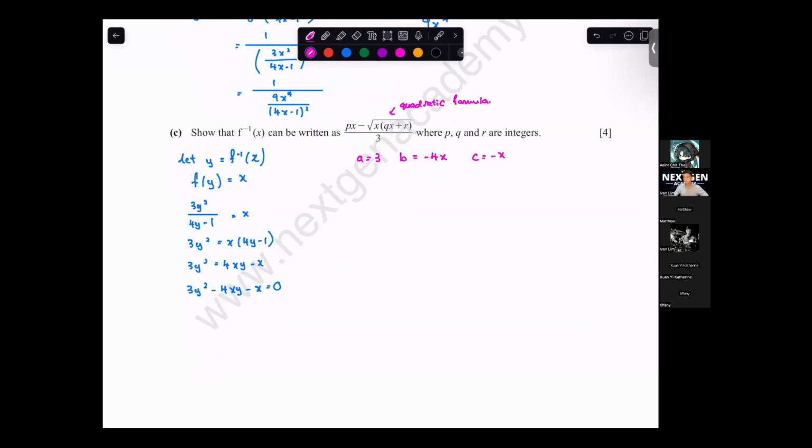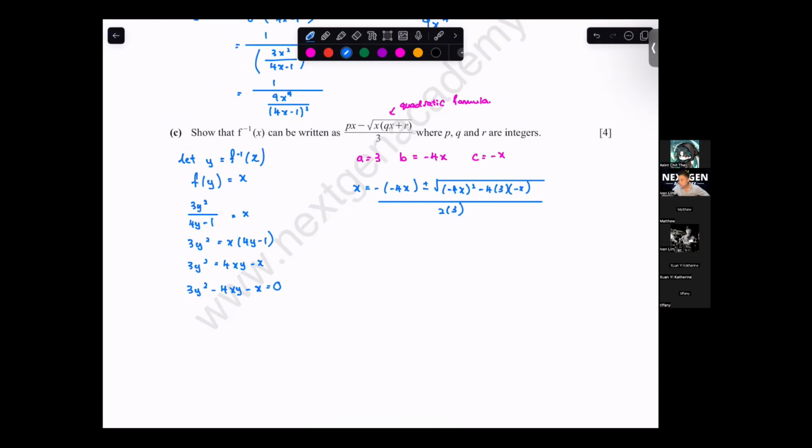Okay, you all go and do a few more papers, and you will be able to see this same type. So I want you all to put in the quadratic formula: negative b, plus or minus the square root of b squared minus 4ac, over 2a.